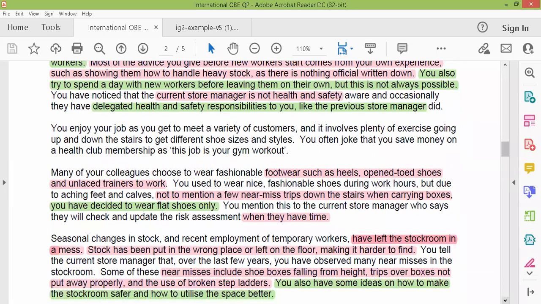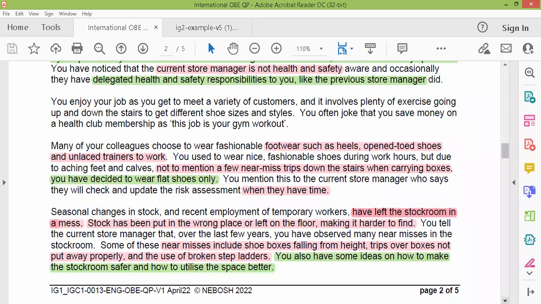You enjoy your job as you get to meet a variety of customers, and it involves plenty of exercise going up and down the stairs to get different shoe sizes and styles. You often joke that you save money on a health club membership, and this job is your gym workout.